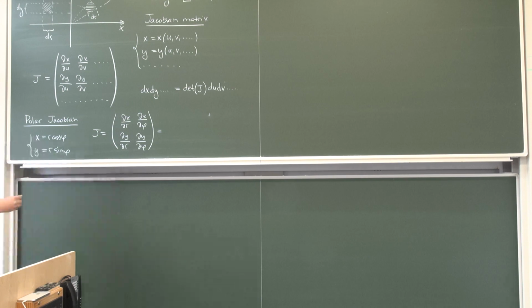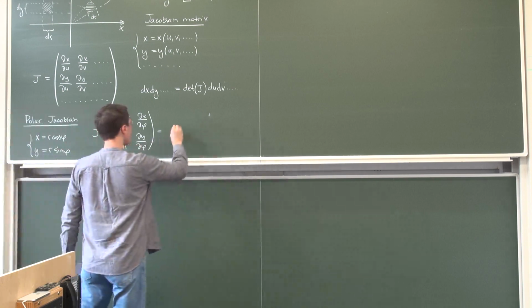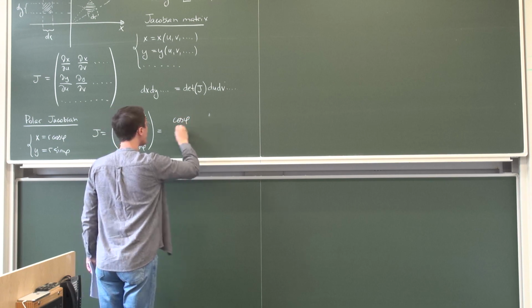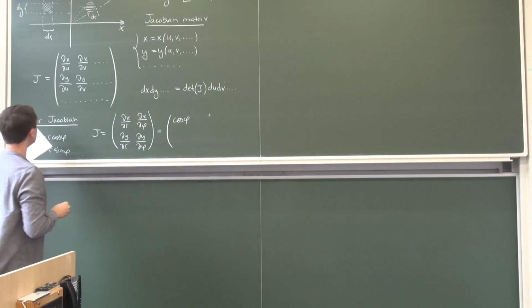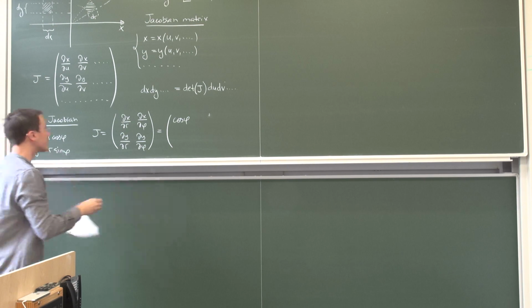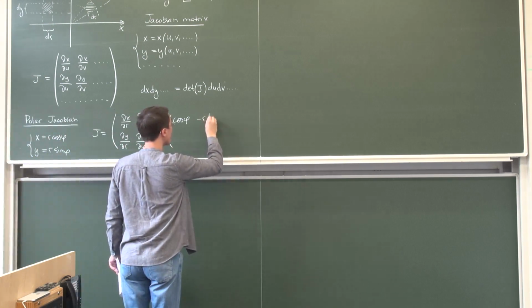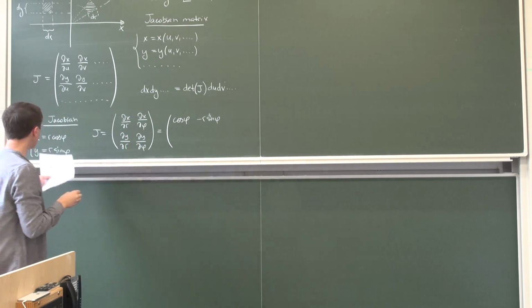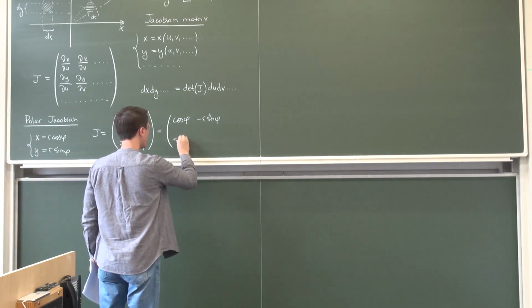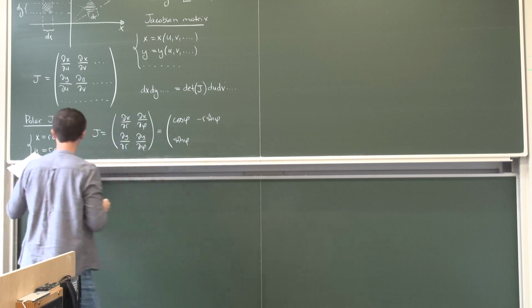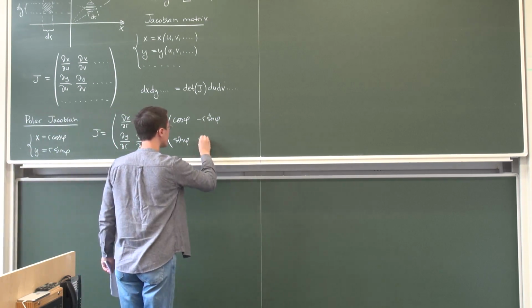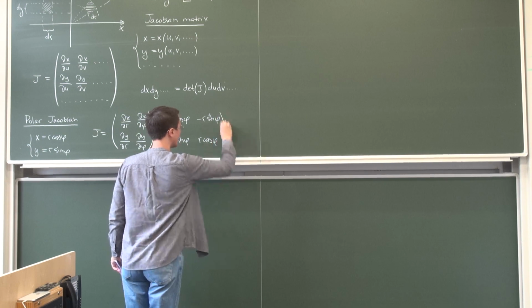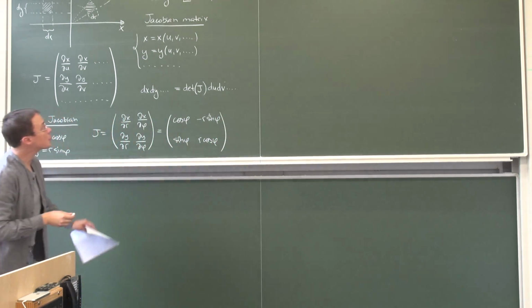Okay, dx by dr is cosine phi. Dx by d phi is minus r sine phi. Then dy by dr is sine phi. And then dy by d phi is r cos phi. Let's take this determinant.